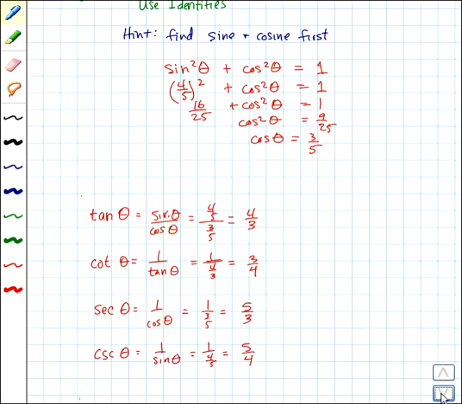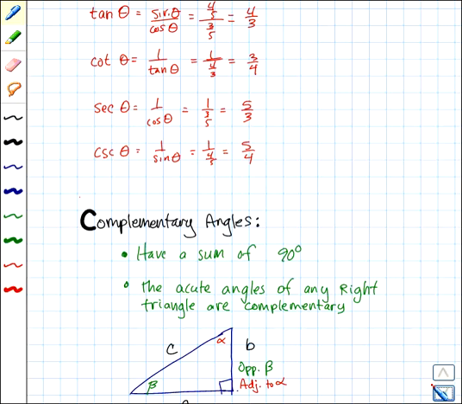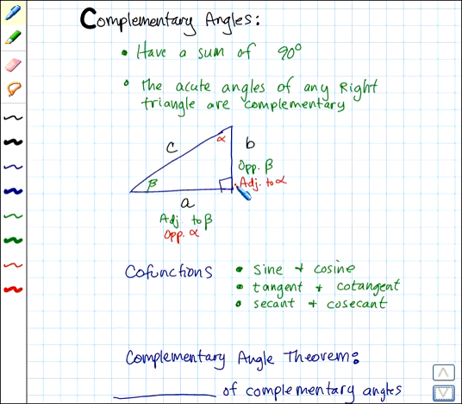Okay, so let's move ahead to the idea of complementary angles. Well, remember from geometry, complementary angles, of course, have a sum of 90 degrees. They add up to 90 degrees. Now, in relation to right triangles, the acute angles of any right triangle are complementary. Because remember, if we look at our diagram, we know that the sum of the interior angles of a triangle is 180 degrees. Well, a triangle has a right angle, so that's 90 degrees. So that means that the other two angles, alpha and beta, have to add up to 90 degrees. Okay, so they are complementary because they add up to 90 degrees.